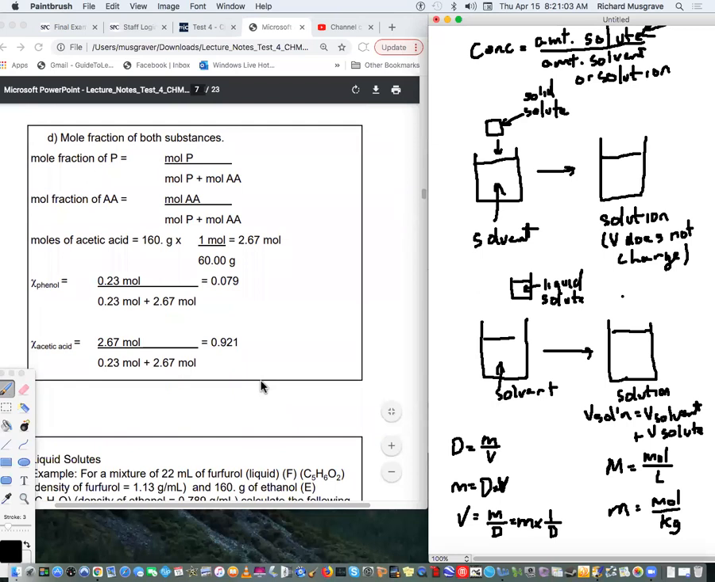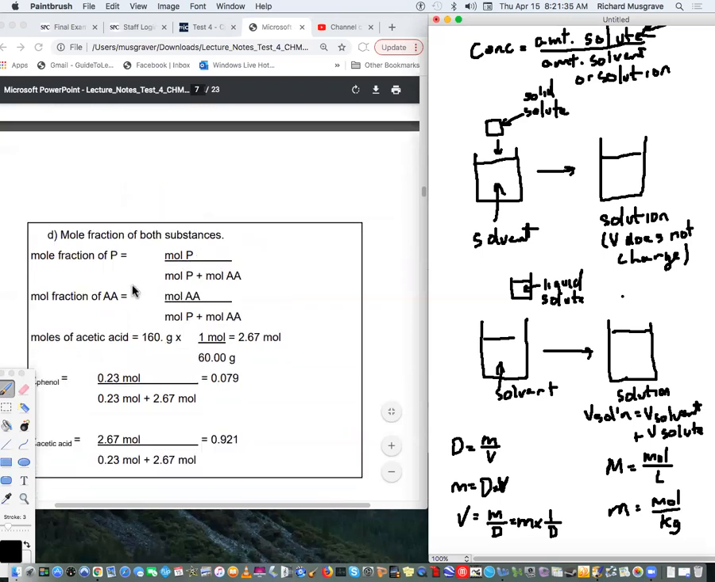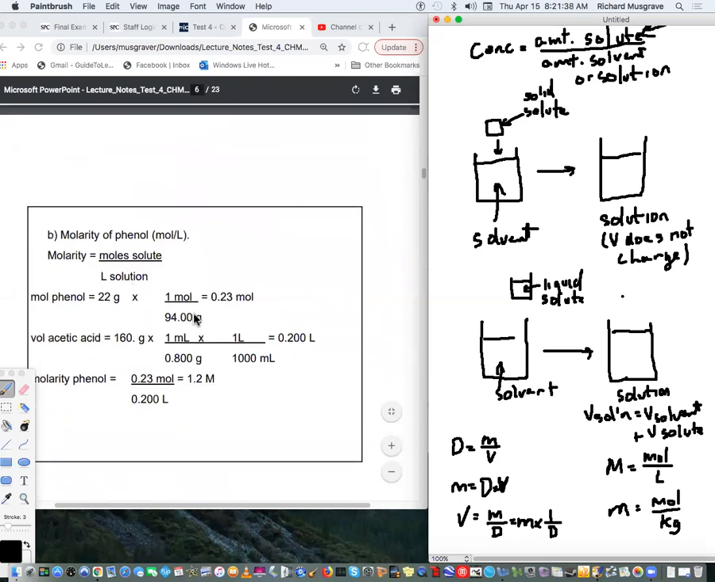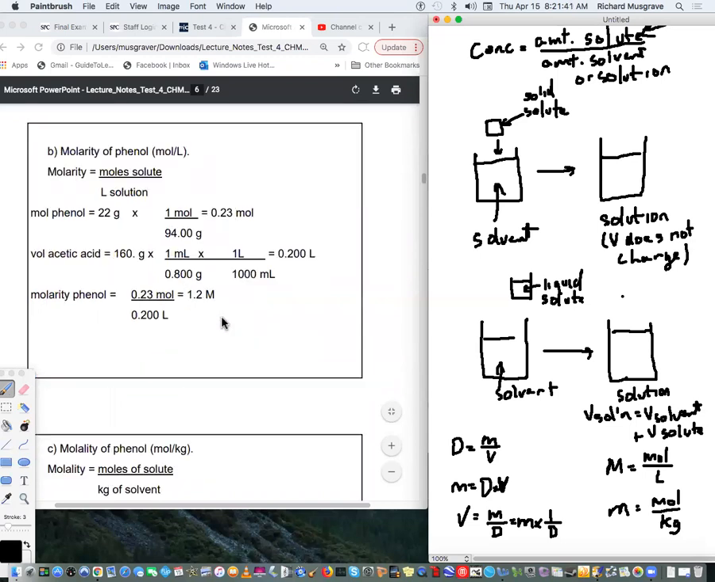Mole fraction. Here I've asked for the mole fraction of both substances. I'm doing this for a specific reason. You'll see why in a minute. To get the mole fraction of something, what we do is we do moles of the solute, in this case P, mole fraction of P is going to be moles of P divided by moles of P plus moles of A, or moles of AA, which is acetic acid. We already had the moles of phenol from before. We got it from part B, 22 grams times 1 mole over the molecular weight.